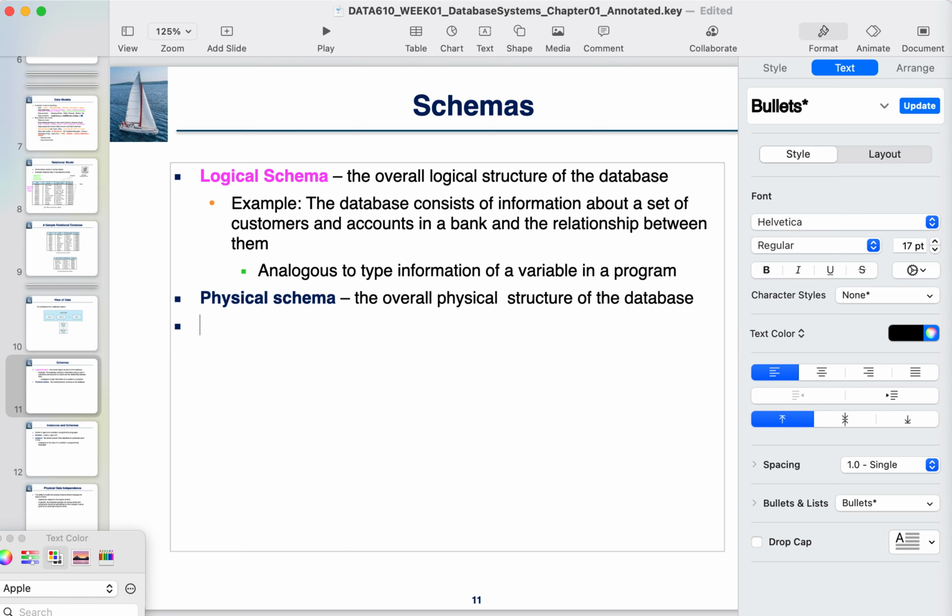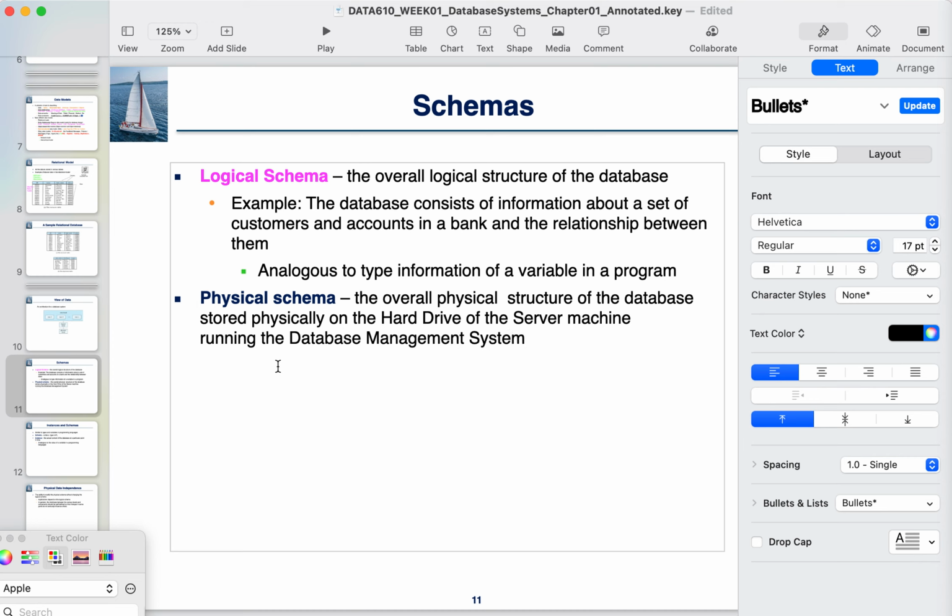The physical schema is where the data is stored physically on the hard drive of the server machine running the database management system.